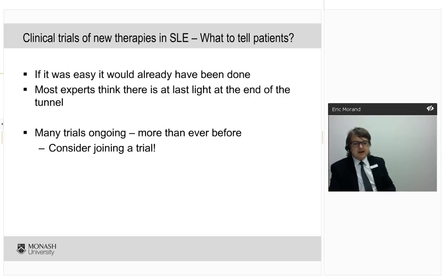So what do we tell our patients now about clinical trials? Well, if it was easy to make treatments for lupus, it would already have been done. Unfortunately, it's hard to make treatments for such a complicated disease of the immune system. But most of us think that now, with these breakthroughs in laboratory technology, computer technology, etc., that have really only been possible in the last couple of years, we really do think that there's light at the end of the tunnel, and that new effective treatments for lupus are just around the corner.